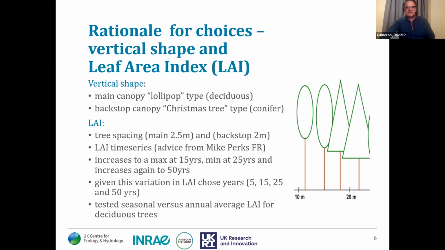And talking to colleagues, Mike Perks at Forest Research, we came up with a LAI time series. So the idea is that the LAI increases to a maximum of 15 years, dips a bit at 25 years, and then increases again to 50 years. So this is why we chose the time variation that Bill described, 5, 15, 25, and 50 years to try and give us that variation in LAI. We also tested whether we needed to have a seasonal variation in LAI for the deciduous trees, or whether we could use an annual average.